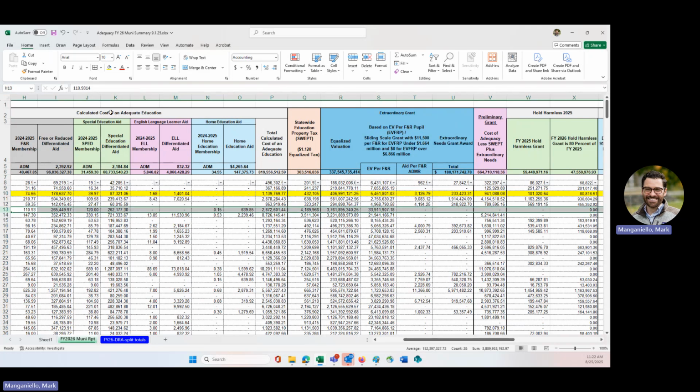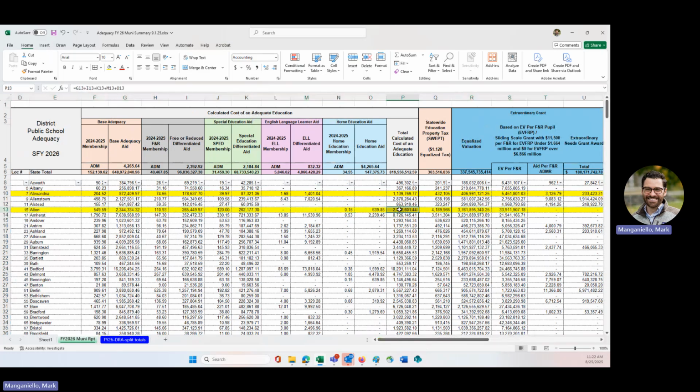So I'll pick on, I believe this is Alton. Alton, their cost of inadequate education is 2.8 million, but their swept is 4.1 million. So the state policy is that they already have 2.8 million, so they don't need any additional cash from us because they have more than 2.8 million in swept dollars coming in. So they're not going to receive a check from us.